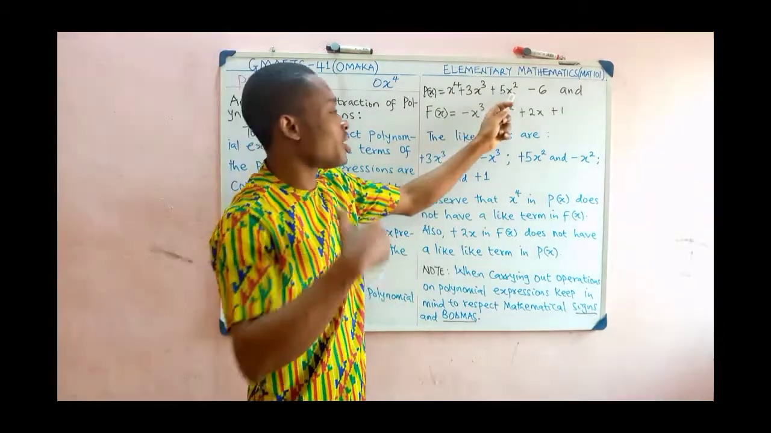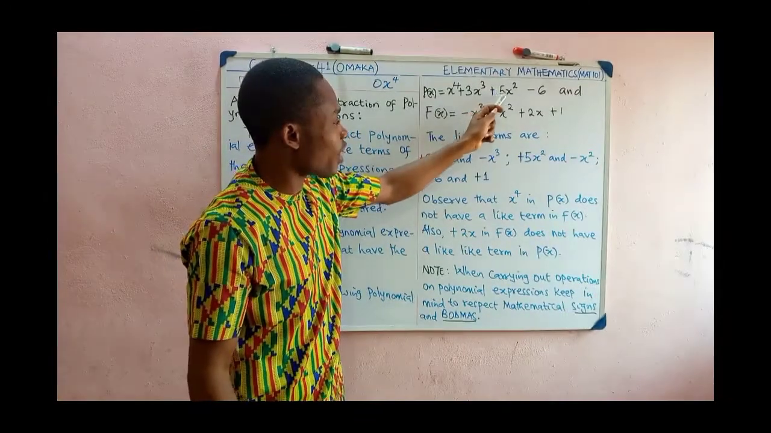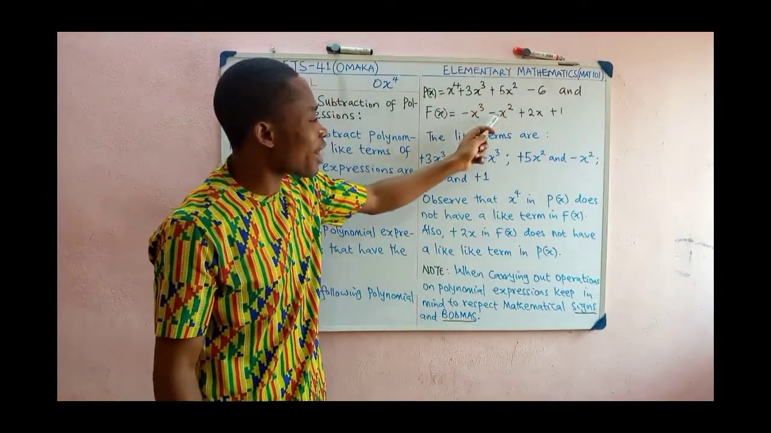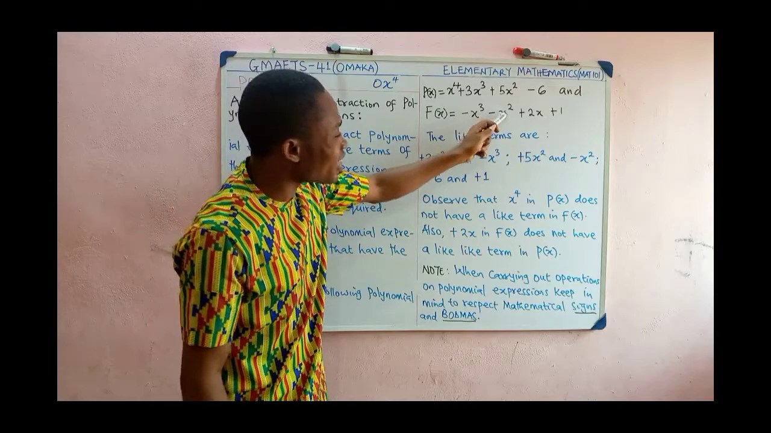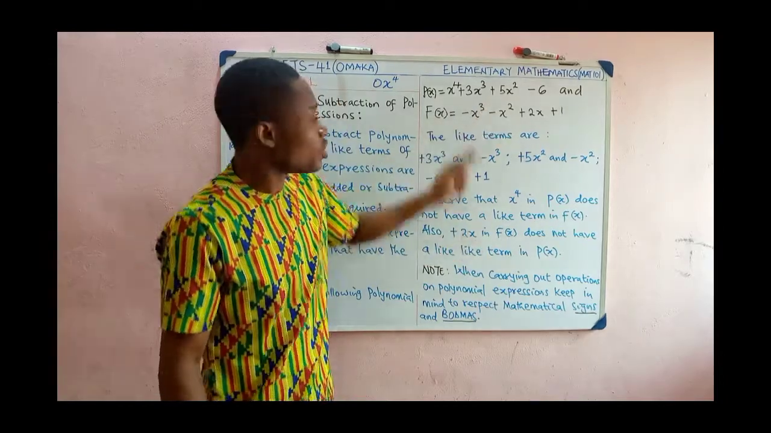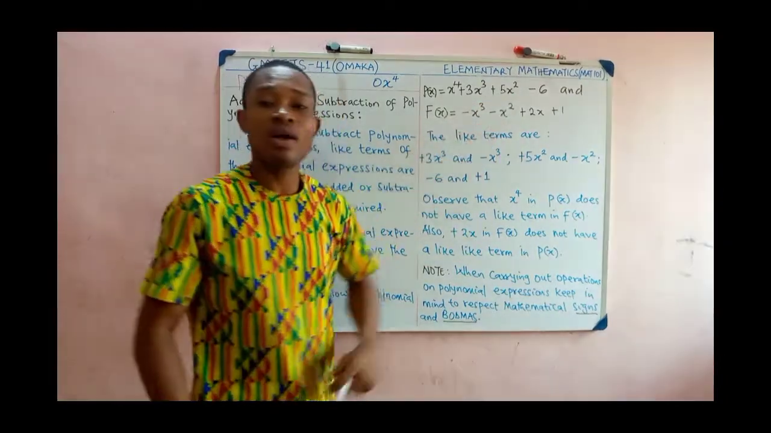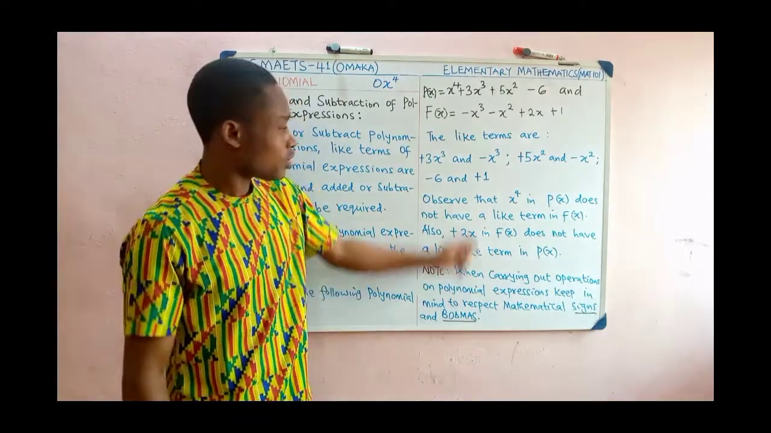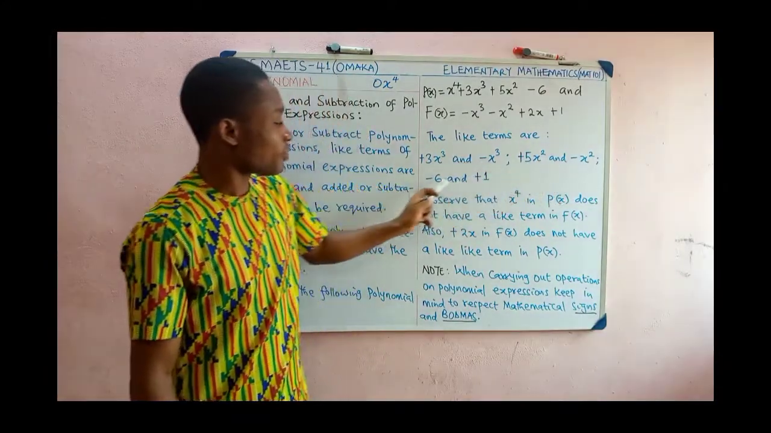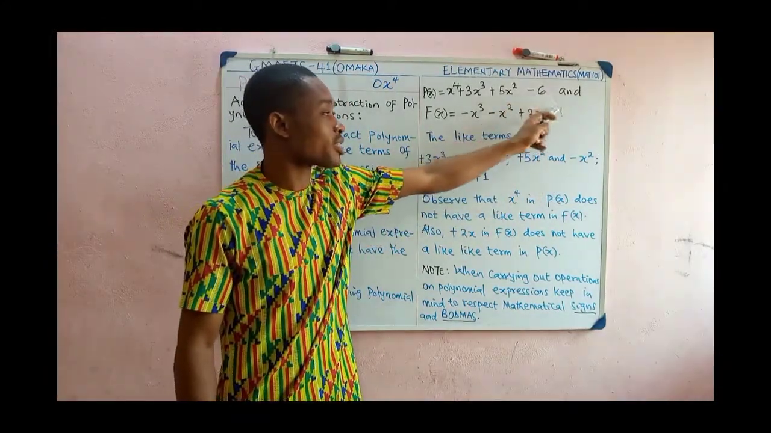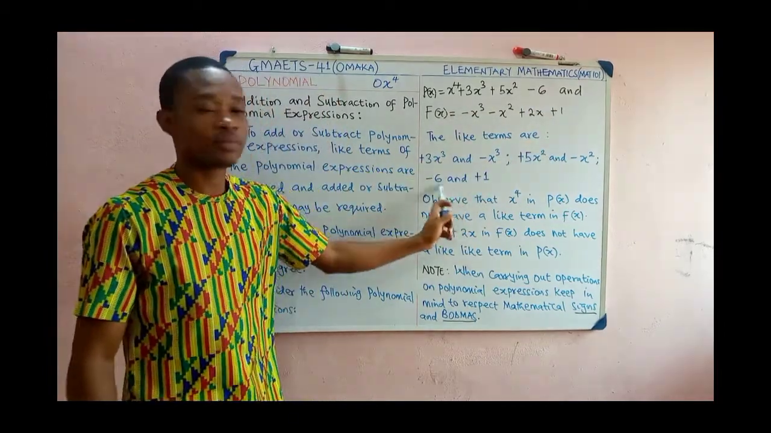What about terms in x raised to the power 2? This is plus 5x raised to the power 2 from p of x. This is minus x squared. So you look at x raised to the power 2, x raised to the power 2. So this term and this term are like terms. The same thing for the constants, these ones without x, minus 6 and plus 1.